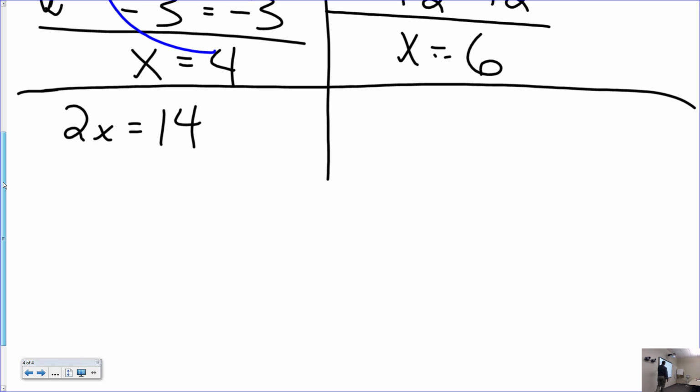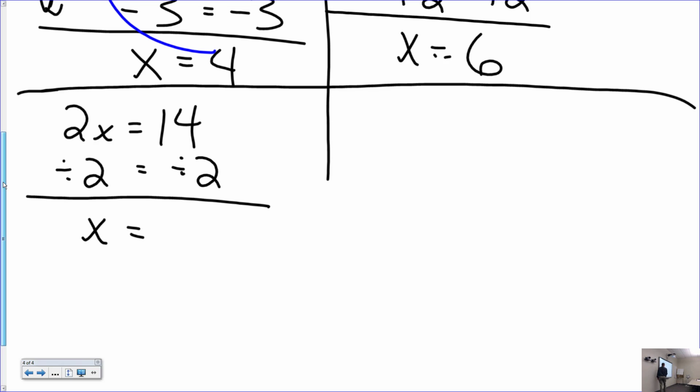Okay? Now, this is multiplication. What's the opposite of multiplication? So how do we get rid of the 2, so it's x by itself? Divided by 2. We divide by 2. And if you divide by 2 on one side, you divide by 2 on the other side. Again, keep everything balanced. It's the same concept, except now it's multiplication division instead of addition subtraction, which is nice. And what's 14 divided in half? 7. And that's your third tool in your toolbox for solving equations.